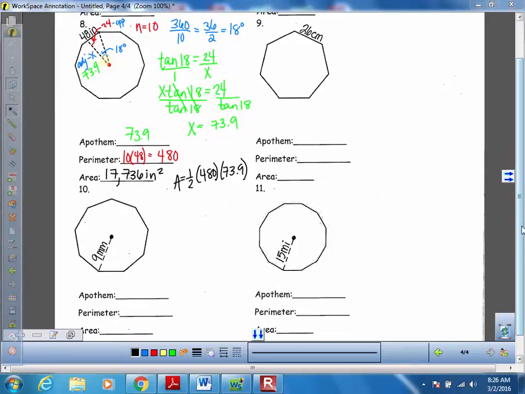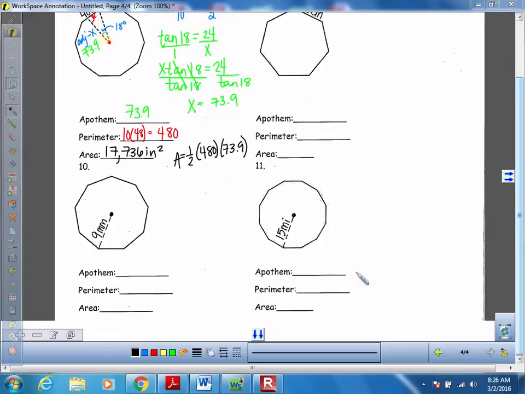All right, and then our last example, we are given the radius here. So the radius doesn't give me the apothem or the perimeter, so we're going to have to find both the apothem and the side. So let's go ahead and draw our apothem. That comes straight down from the center to the side. That forms a 90-degree angle. I'm going to let my apothem be y, and I'm going to let this half of a side be x.